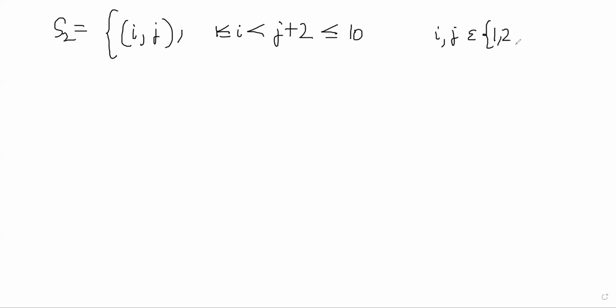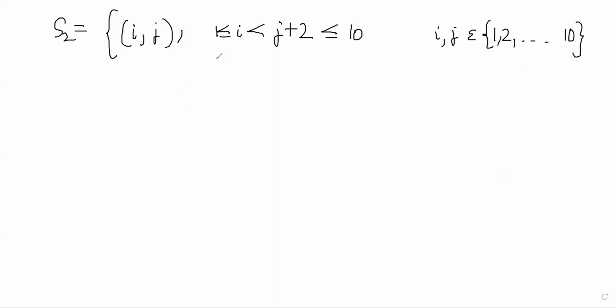So S2 is basically an ordered pair (i, j) where the conditions satisfied by i and j are 1 ≤ i < j + 2 ≤ 10, right? And both i and j belong to the set {1, 2, ..., 10}, right?